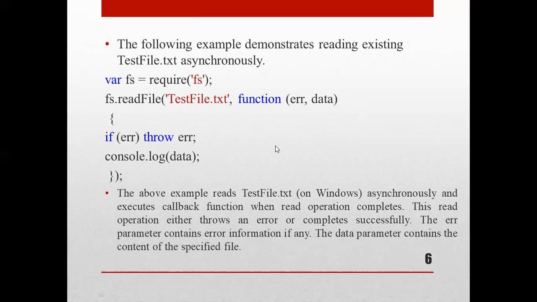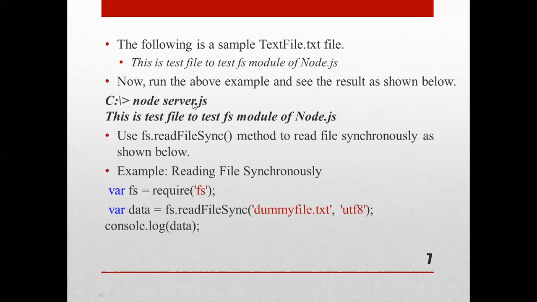So in this example, we are reading this file asynchronously and executing the callback function when the read operation completes. This read operation either throws an error or completes successfully. Okay. So this is all about reading the file asynchronously. Now we will see how to read the file synchronously.